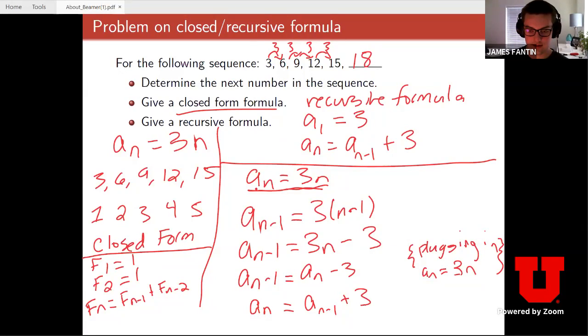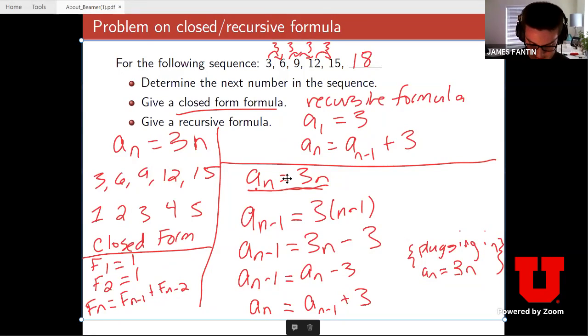No, looks like you're all good on the closed and recursive formulas. Cool. So we'll go ahead with the next problem.